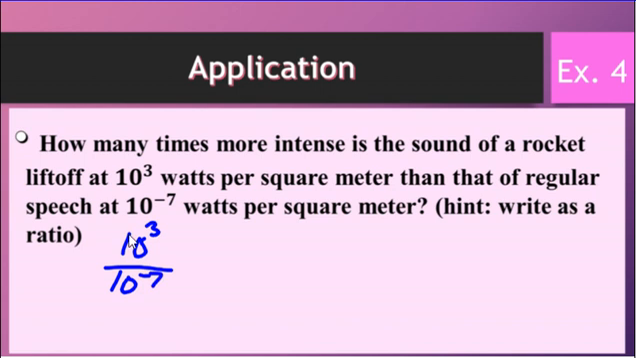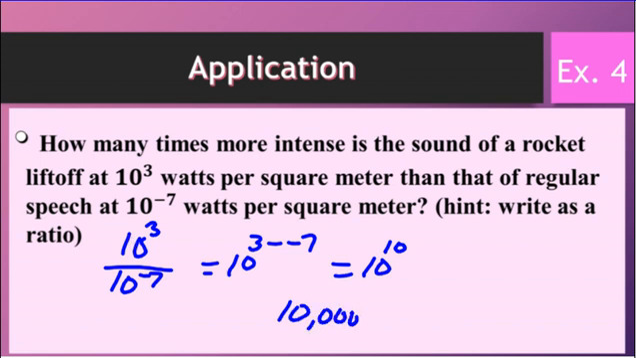And when we're dividing like bases, you take the base and you subtract the two exponents. So 3 minus a negative 7, which would give us 10 to the 10th power. And we would simplify that. It would be 10 billion more times intense than the regular speech.